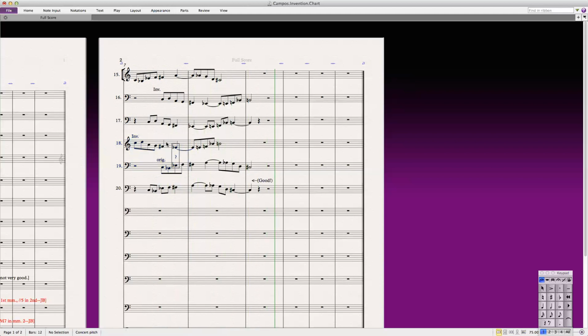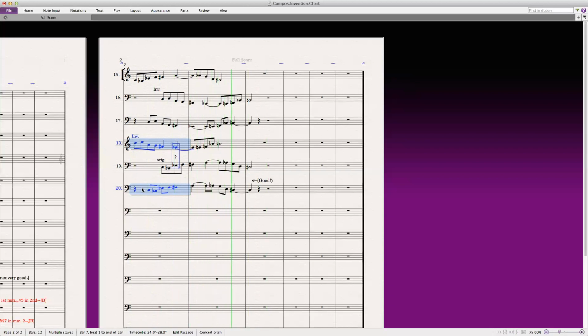And finally, subject in inversion against the original in the lower octave at a time interval of 1 beat. Yeah, Curtis says good, and I agree. That's a keeper. So you can see how this goes.